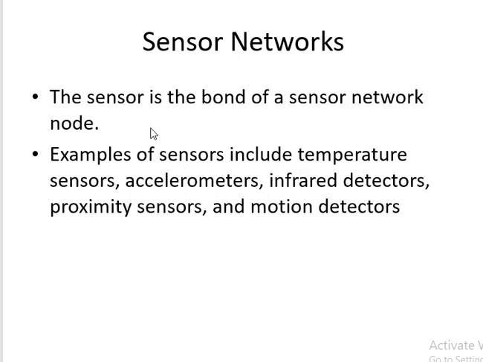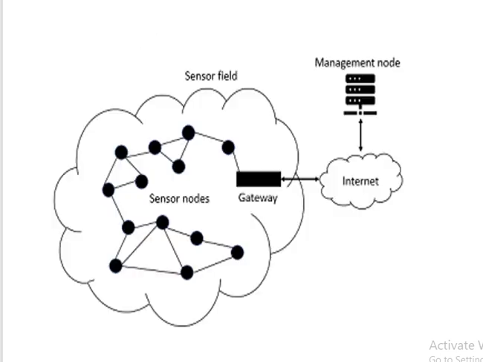Sensor networks. The sensor is the base of a sensor network node. Examples of sensors include temperature sensors, accelerometers, infrared detectors, proximity sensors, and motion detectors. And this picture displays the sensor nodes and gateway, which is connected to the internet and also connected to the management node. Sensor nodes and gateways are collectively called the sensor field.